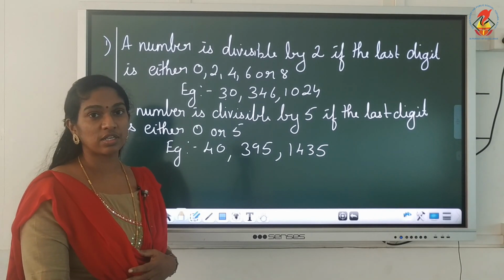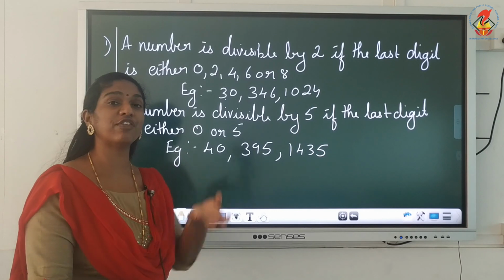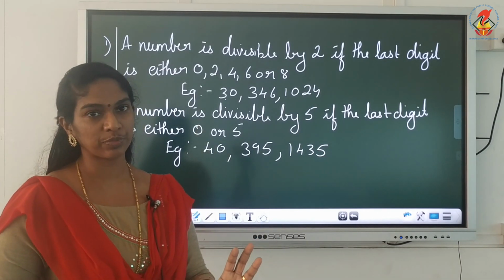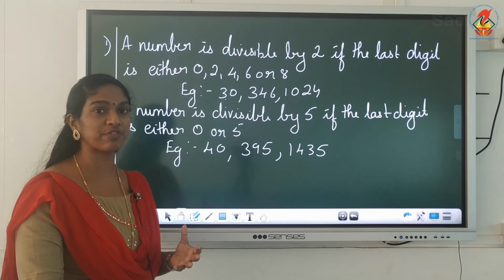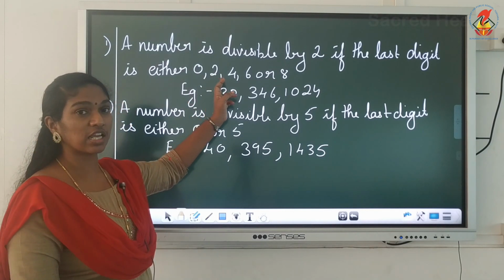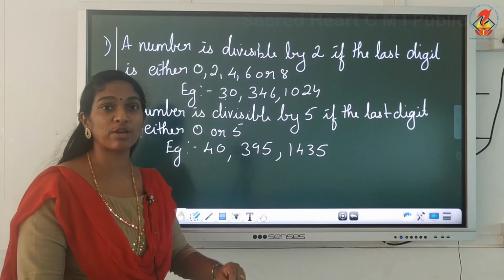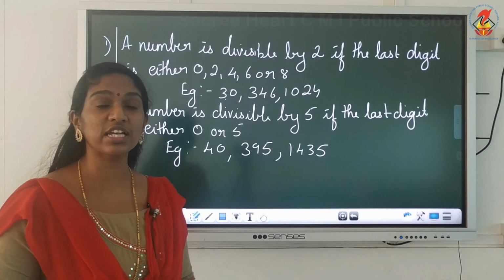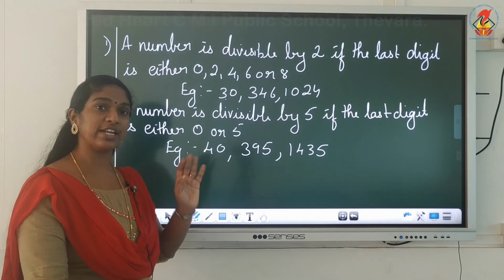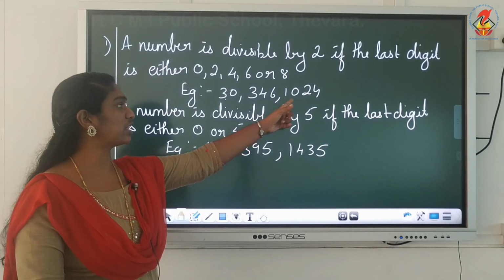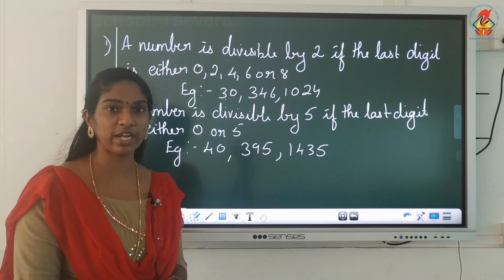346. The last digit is 6. It is an even number. If it is an even number, it is divisible by 2. Because why? What is the condition that we follow? How do we check a number is even? When the last digit is 0, 2, 4, 6 or 8. If any of these 5 digits is coming as the last digit, that particular number is an even number. So if you get an even number, keep in mind it is divisible by 2. 1024. It is an even number. The last digit is 4. So it is divisible by 2.